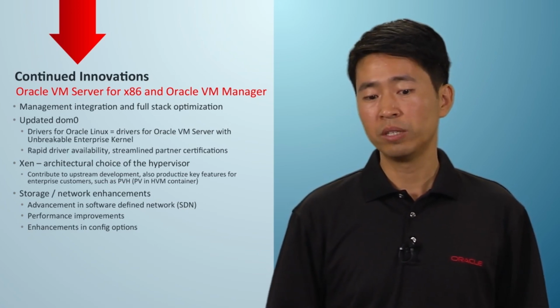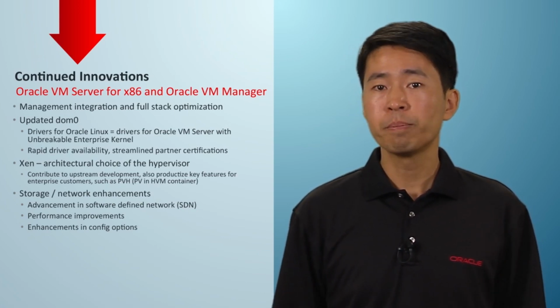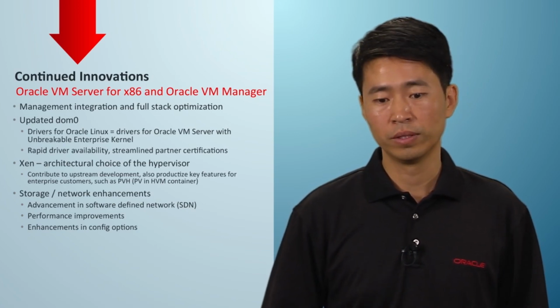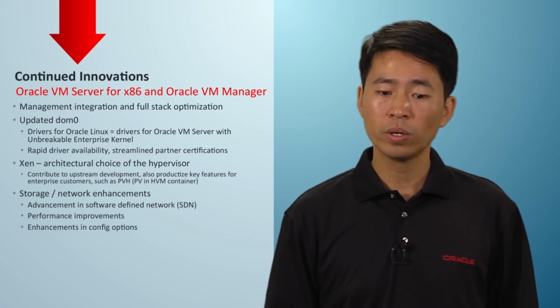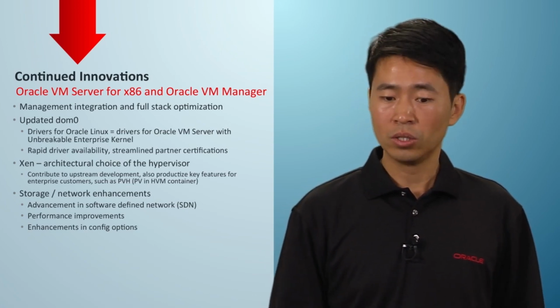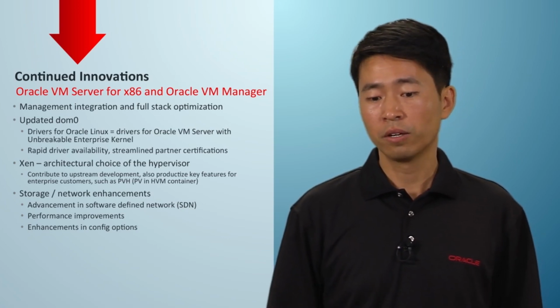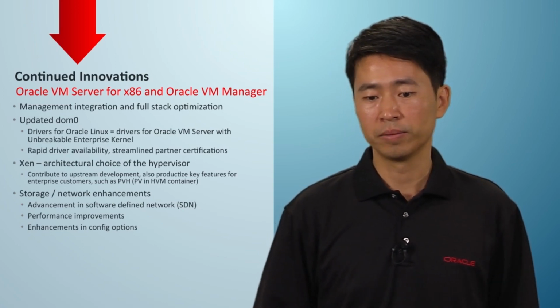One example is PV in an HVM container, to bring the benefit of both paravirtualization and hardware virtualization. Then there are also storage and network enhancements. We will continue to advance in software-defined networking. We continue to improve performance and provide enhancements in the configuration options, which is through the Oracle VM Manager UI.